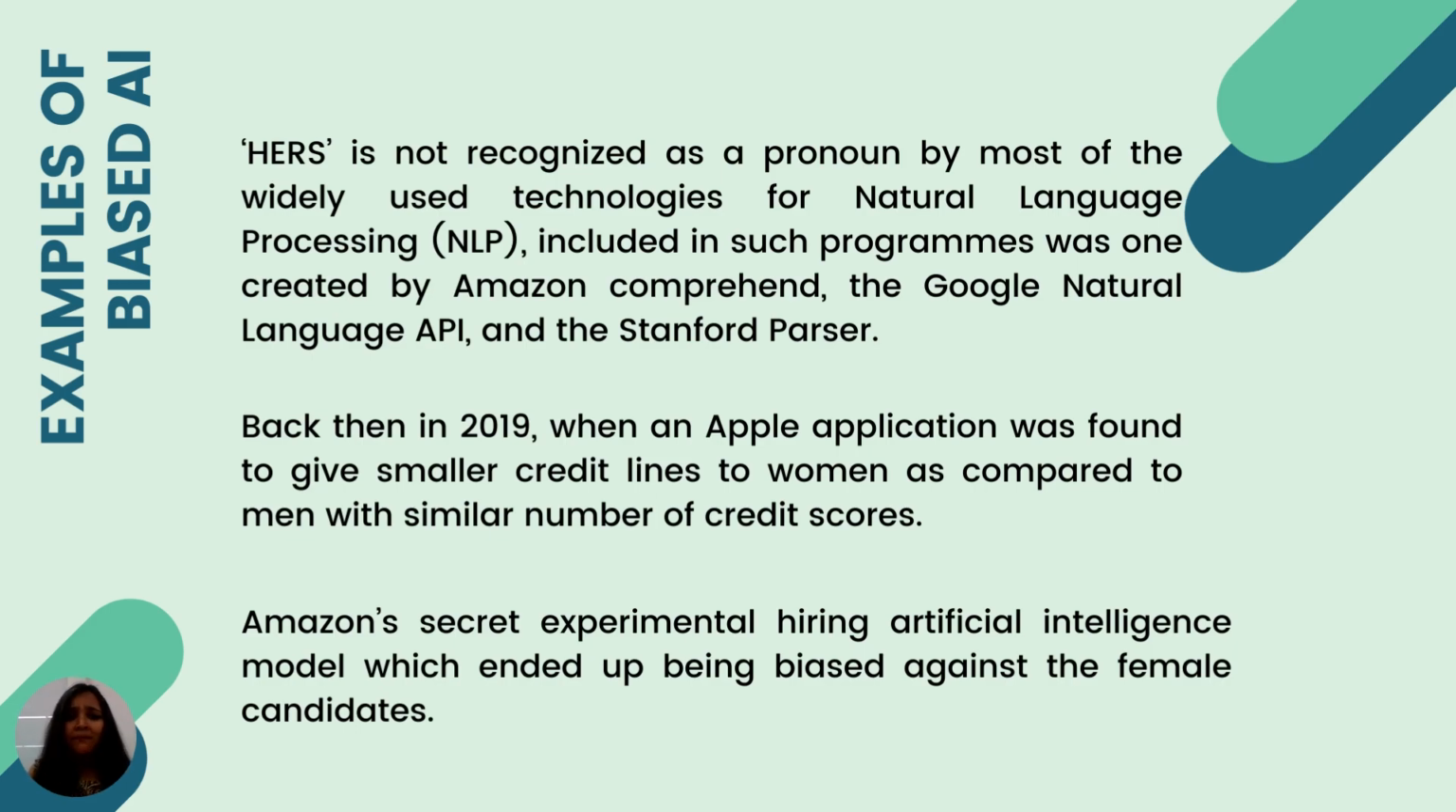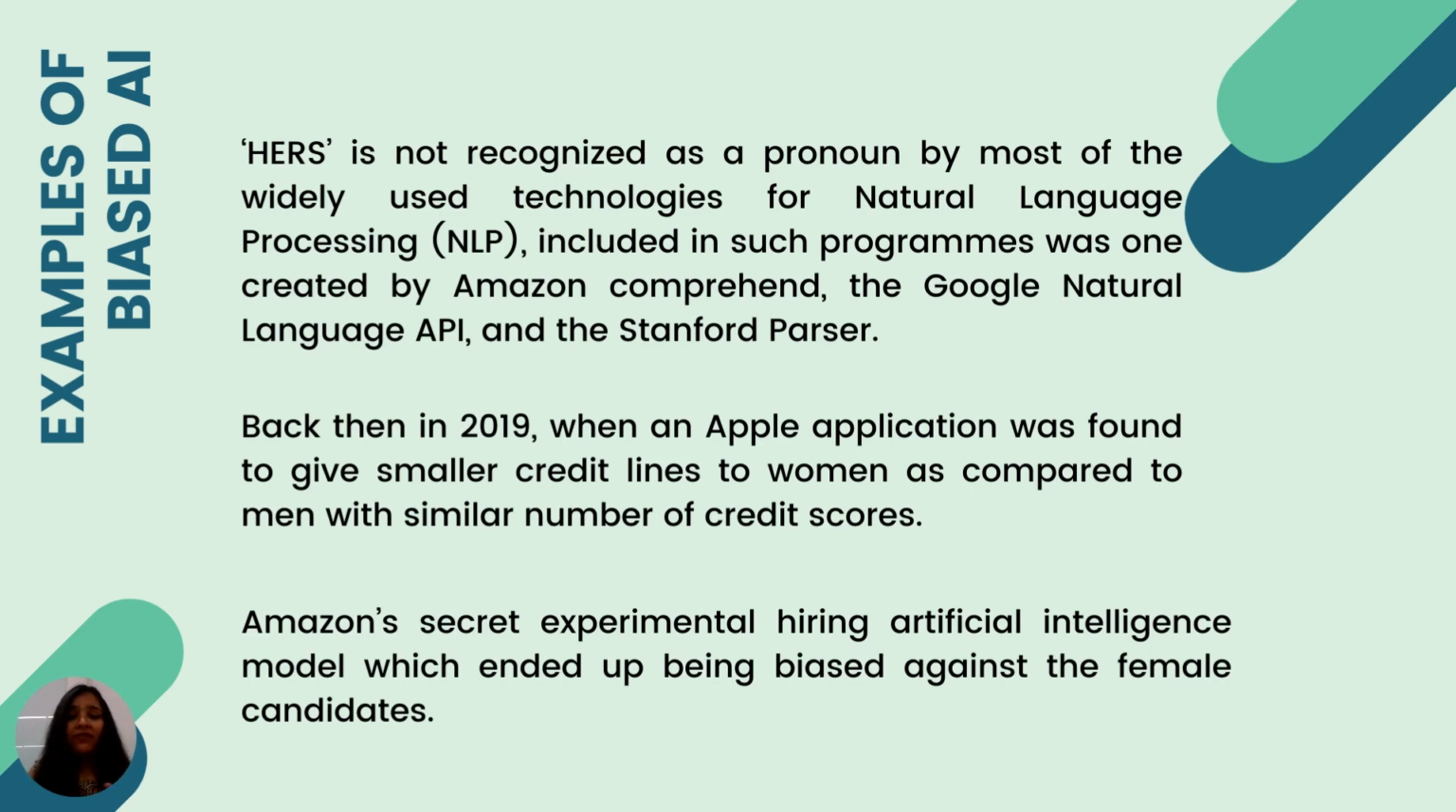The second example: back in 2019, an Apple application was found to give smaller credit lines to women as compared to men with smaller credit scores. The company further said that the algorithm was gender blind, but did admit that the algorithms that were used to set the limits were inherently biased against women.